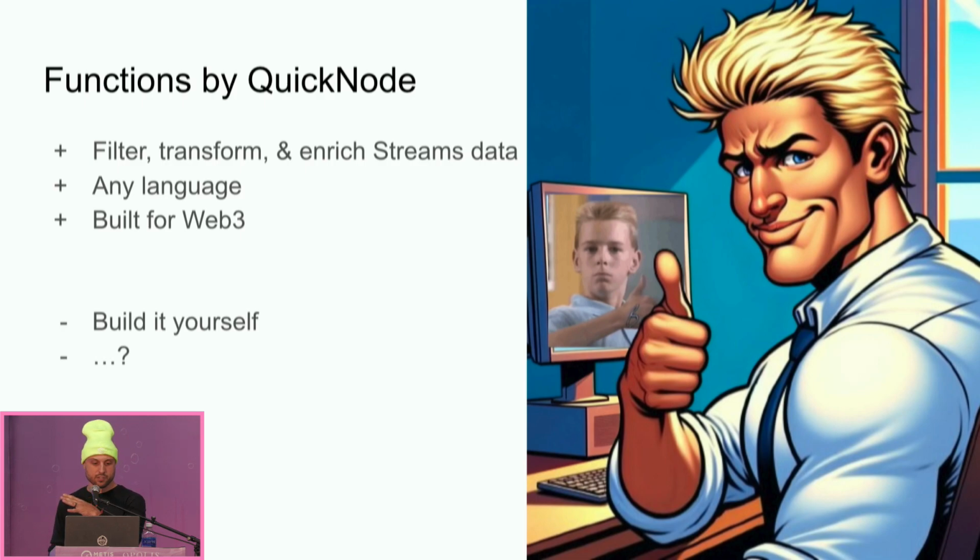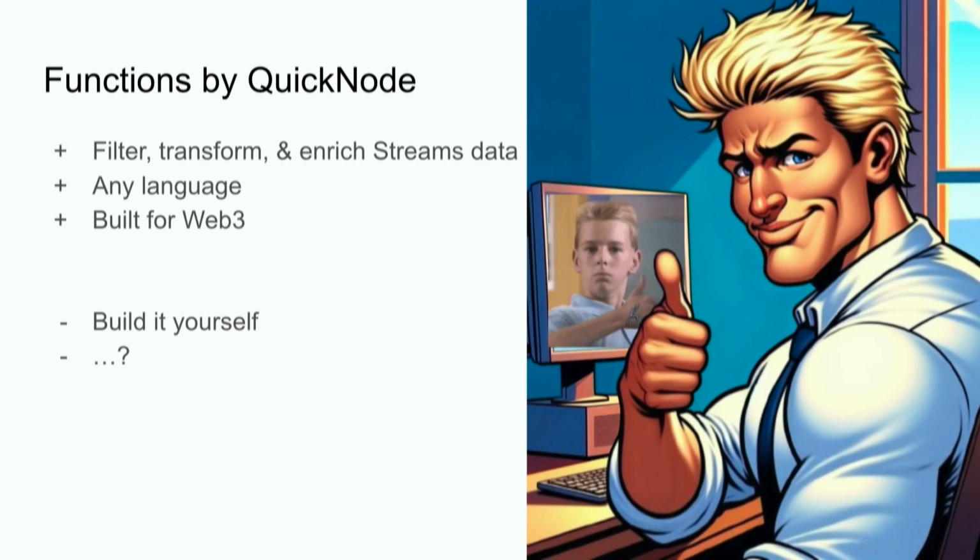Functions is akin to AWS Lambda. Raise your hand if you know what AWS Lambda is. Okay, great. So that allows you to just take arbitrary code, run it in the cloud. In the context of streams, this really allows you to do things like filter the data. Let's say you only want to send data downstream for, I don't know, ERC20 token transfers. This can significantly reduce the load on your infrastructure as well.